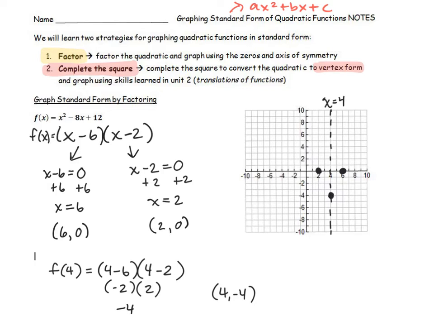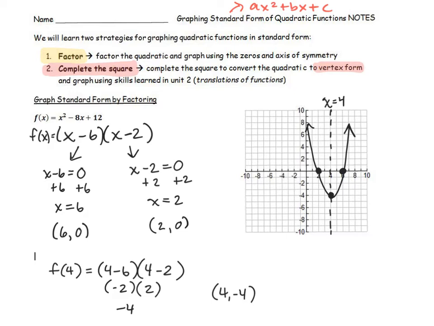And really 3 points is plenty to get the general shape of your graph. So you could connect these points. And there's your quadratic. It opens up. We know the vertex is at (4, -4). We have 2 other points. It has symmetry. We are done.